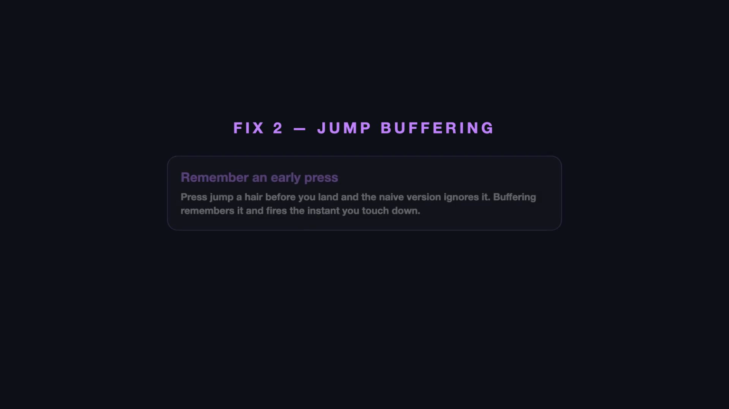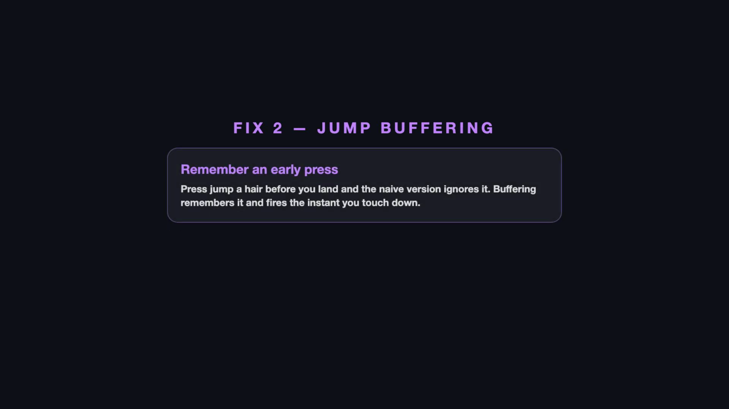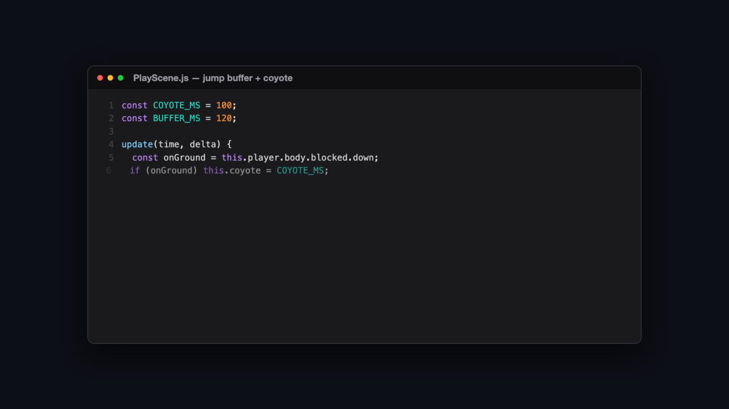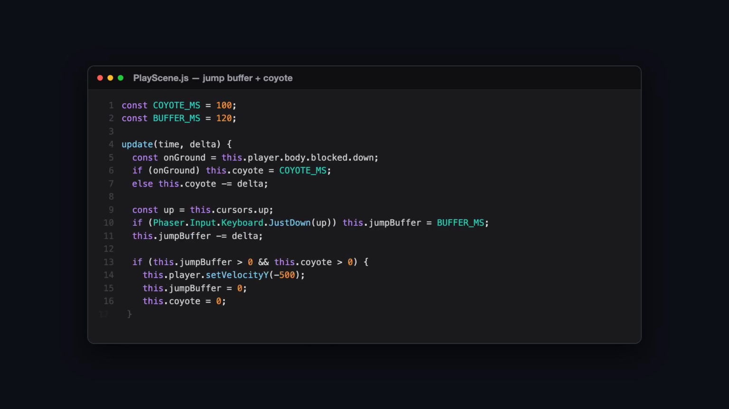The second fix is jump buffering. It solves the opposite problem, pressing jump a hair too early, a moment before you land, and having it ignored. Fast players do this constantly. Same trick, other direction. We add a second countdown called jumpBuffer. When justDown fires, we don't jump immediately, we set jumpBuffer to 120 milliseconds, remembering that you asked. Every frame, jumpBuffer drains by delta too.